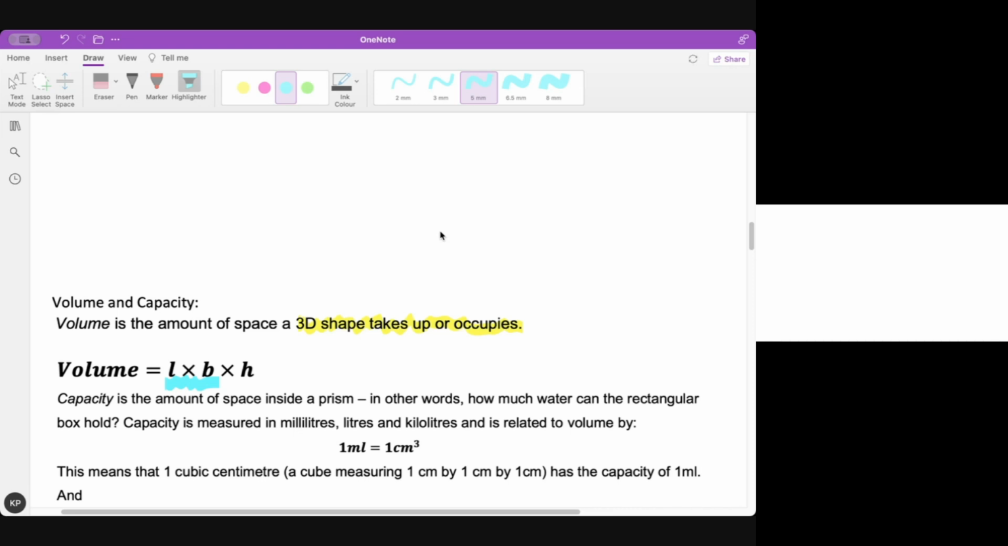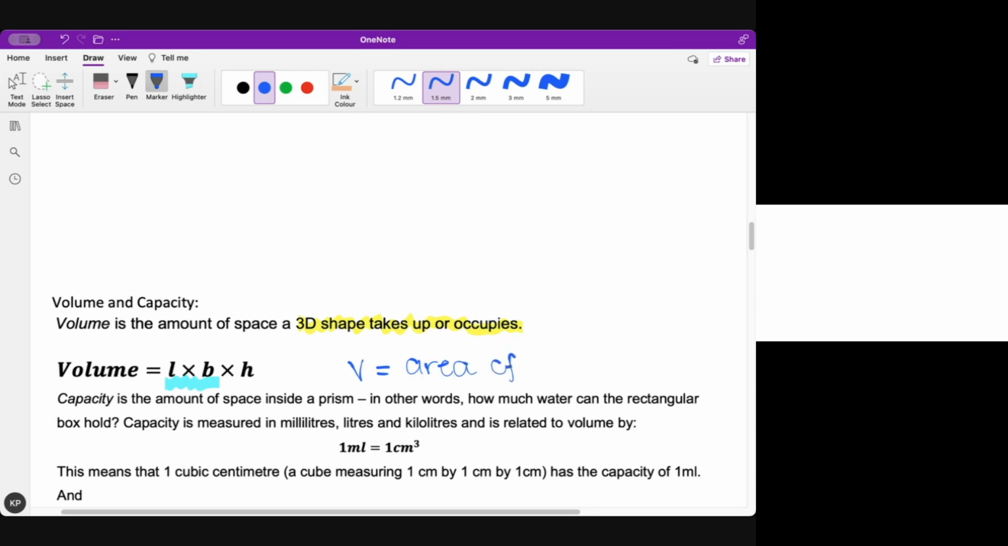Does anyone know? If you're at the boot camp, you should know. Volume is equal to, anybody remember? Yes, Seth. Yes. Okay. So this will generally count for a rectangular prism. But I want you guys to remember volume as the area of whatever the base is, times the height.